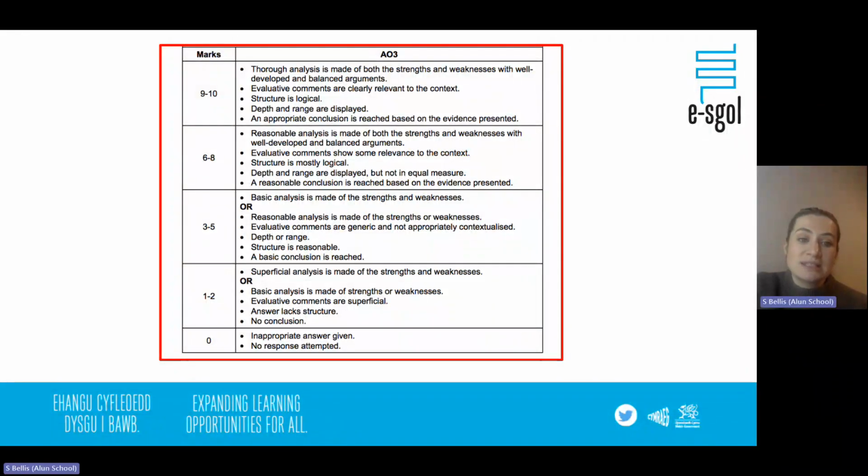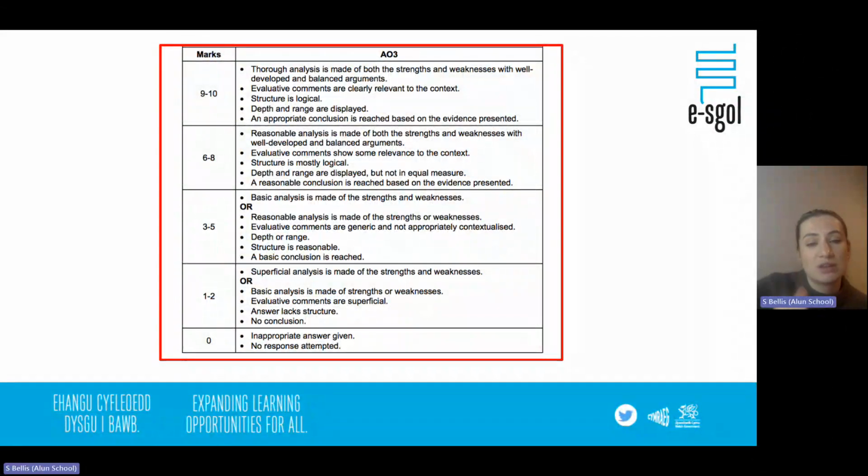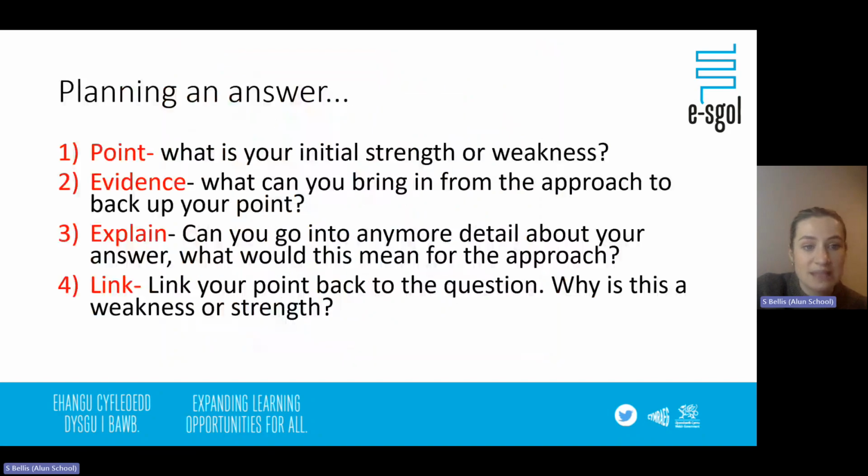So you can see there how it develops and how it gets more and more marks, but also the things that are really important. Okay, so looking at both strengths and weaknesses and providing that detail and that context to your answer, and of course, conclusions. But like I said, I will come back to conclusions. Okay, so how are we going to plan this answer then?